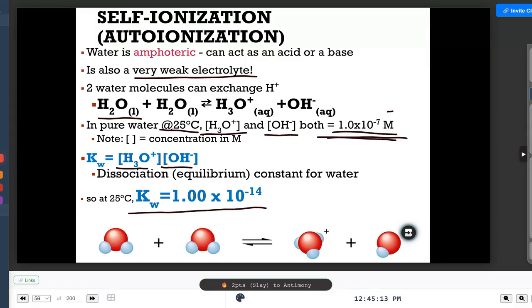But I want you to pay very close attention to the unit here. What does that big M stand for? Moles, right? Moles per liter. And so a mole is a huge amount, right? 6.022 times 10 to the 23rd.